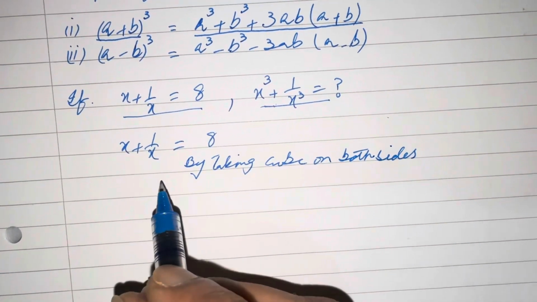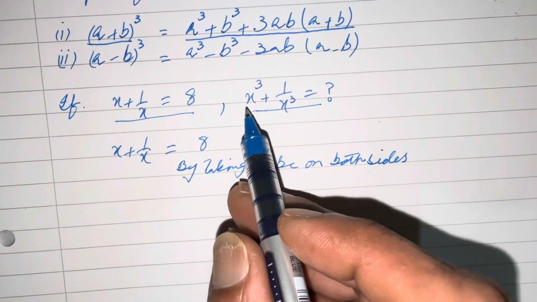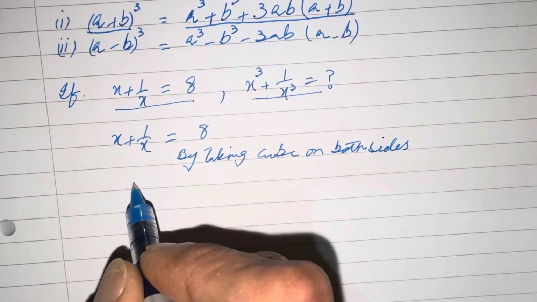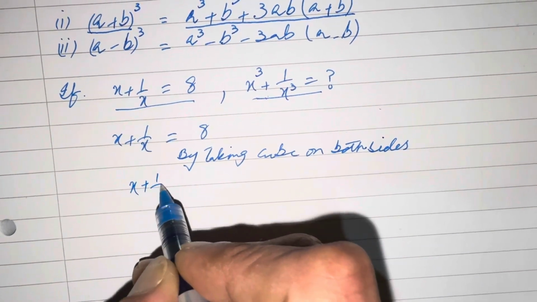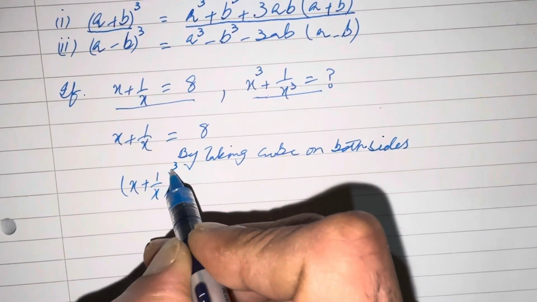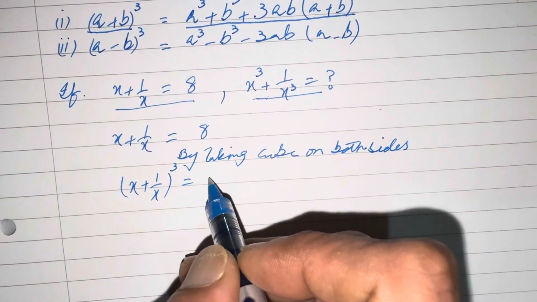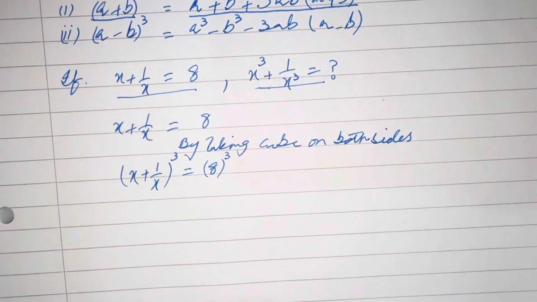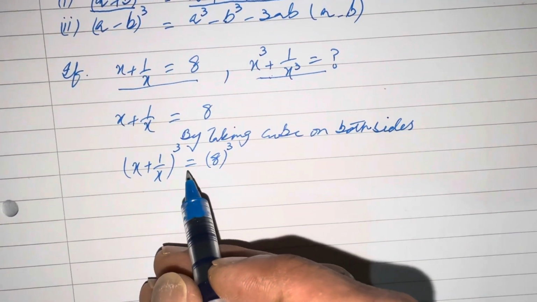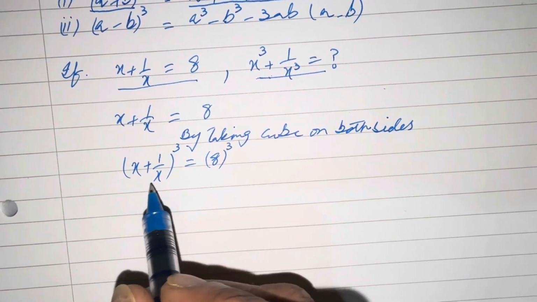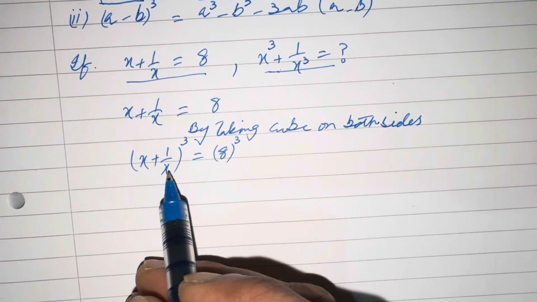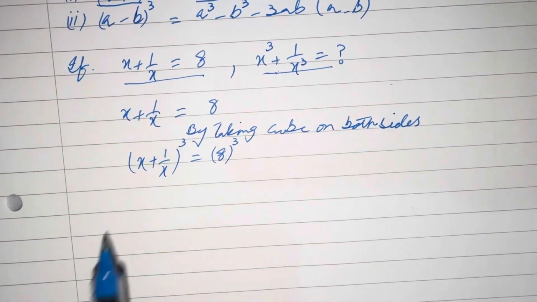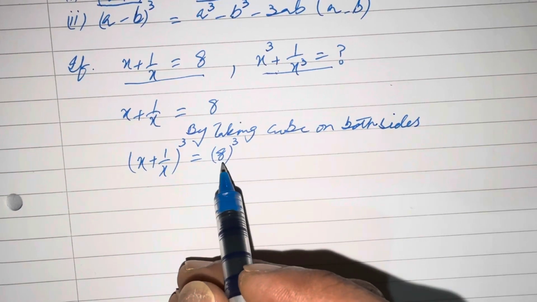Why are we taking the cube? Because the value we have to find is given in x cube plus 1 over x cube. So take the cube of the given expression. So in this situation that we have to find the value of x cube plus 1 over x cube, we have taken the cube on both sides.